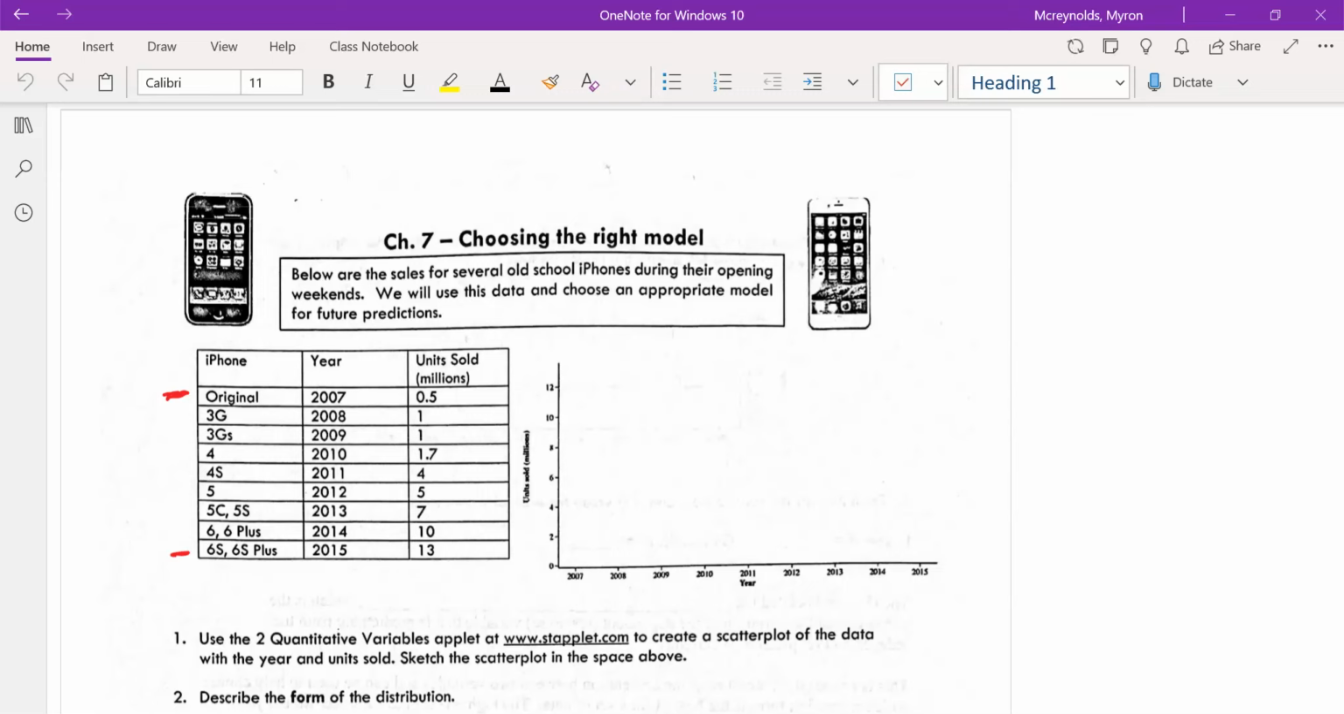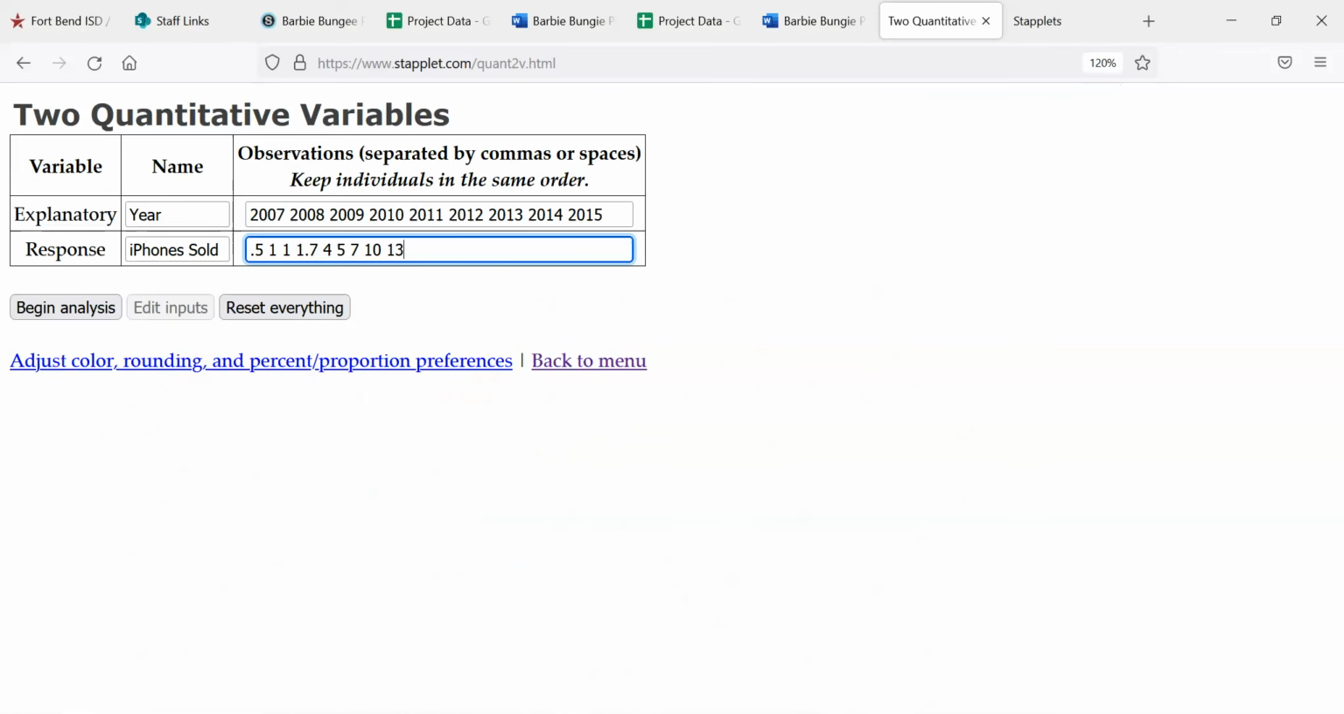So I'm going to graph the year as the explanatory variable and the units as the response variable, because I believe as the years go on, the amount of units they sell is going to be going up, but what kind of relationship is that going to be? So you're going to go to Statapplet. Go ahead and open it, and I'm going to input the year as the explanatory variable and the units as the response.